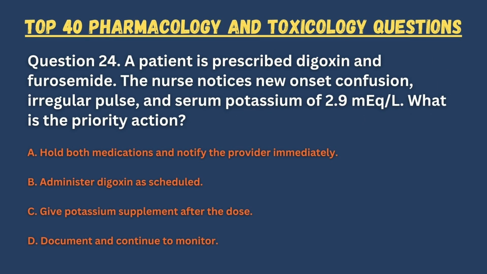Question 24. A patient is prescribed digoxin and furosemide. The nurse notices new onset confusion, irregular pulse, and serum potassium of 2.9 milliequivalent per liter. What is the priority action? A. Hold both medications and notify the provider immediately. B. Administer digoxin as scheduled. C. Give potassium supplement after the dose. D. Document and continue to monitor.